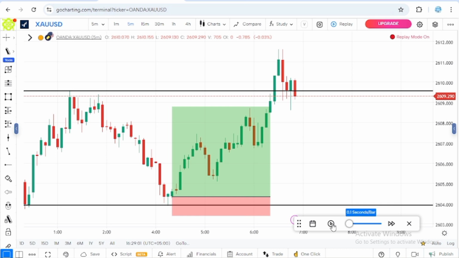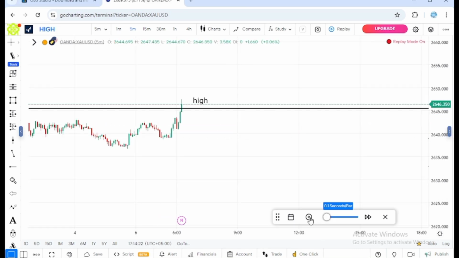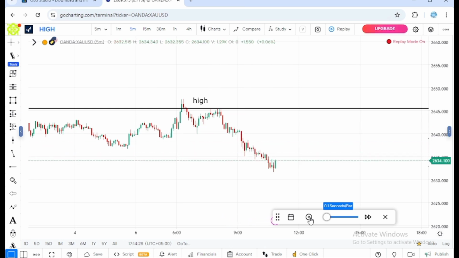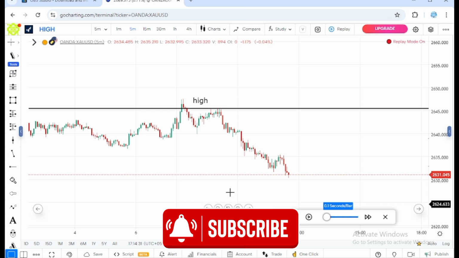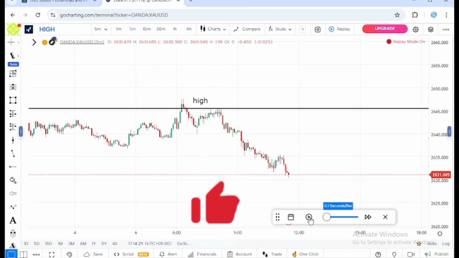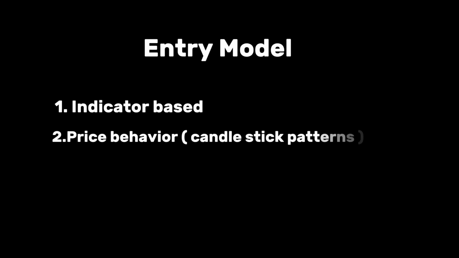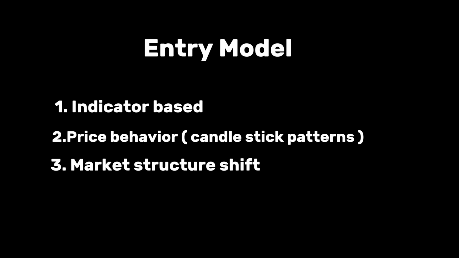Now remember, manipulation isn't limited to just the low or high of the inside bar. Sometimes the price sweeps the high or low of the inside bar and then moves in the opposite direction. So we will only enter a trade when we receive proper confirmation at the low or high of an inside bar. We can use any entry model for proper confirmation. It can either be indicator-based, price behavior and rejections, or market structure shift in the 1-minute or 5-minute time frame.